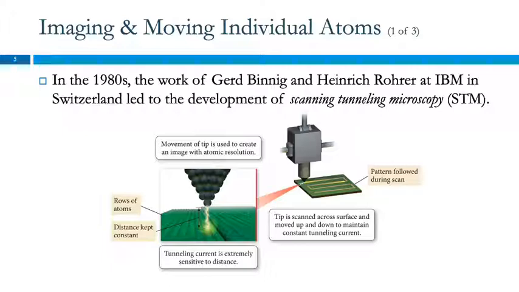So the way this works, and I've got a couple of videos to show you about this one too. This is video day. They take a tip, a very sharp point like a needle, and they hold this very close to the surface that they're examining, and this needle is moved using a computer, basically a robot. And they pass electric current from the tip of this needle through the object that they're looking at.